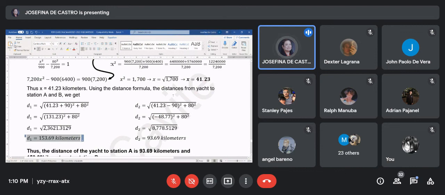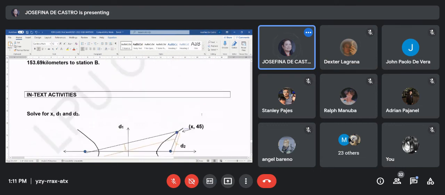And then, solve for D sub 2. Distance formula uli. So, ito naman ang distance ni Station A doon sa yate. Na mapapansin mo na pag ito ay dinagdagan mo ng plus 60, si D sub 2, 93.69 plus 60 kilometers, mag-i-equal siya kay 153.69. So, yun yung sinasabing a difference of 60 kilometers.